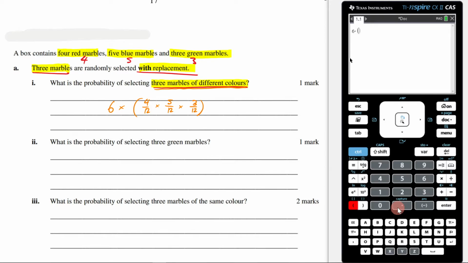brackets, 4 on 12 times 5 on 12 times 3 on 12, close brackets. Let's try that again. Hopefully you can do this a bit quicker. Me typing on this makes it just a bit slower, but that's okay. Such is life. 5 on 12 times 3 on 12, close brackets. It's going to be 5 on 24.